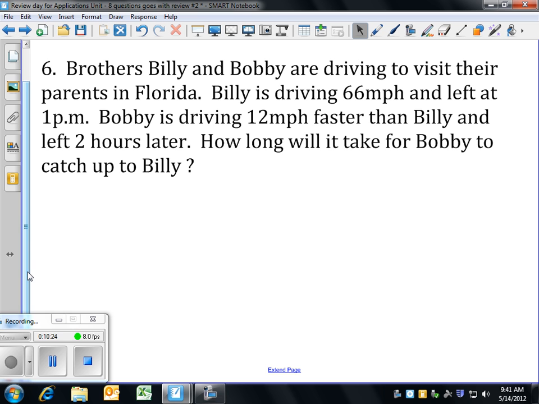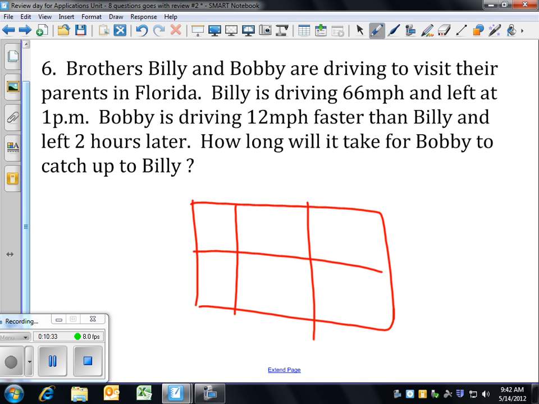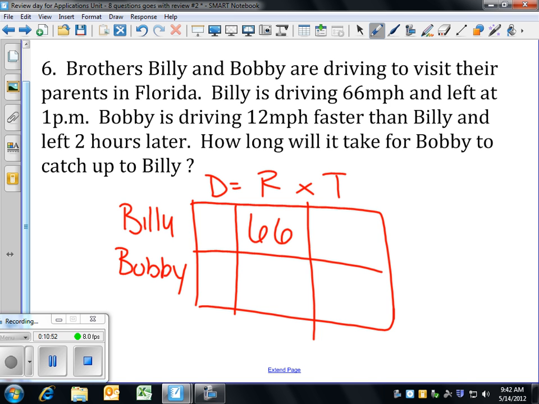Rate and time. This is where we set up our tables, our rate table. Distance equals rate times time. So brothers, Billy and Bobby are driving to visit their parents in Florida. Billy is driving 66 miles per hour and left at 1 p.m. Bobby is driving 12 miles per hour faster than Billy, so 66 plus 12 is 78. And he left 2 hours later, so we minus 2.